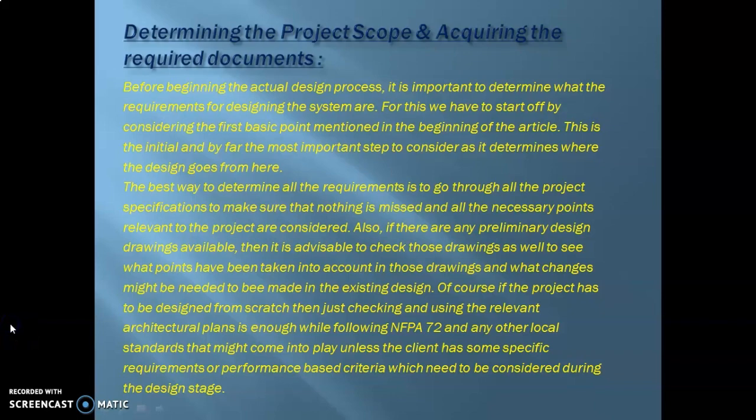Alright, so the first topic of discussion for this section is going to be determining the project scope and acquiring the required documents. Now, before beginning the actual design process for the fire alarm system, it is important to determine what the requirements for designing the system are. For this, we have to start off by considering the first basic point mentioned in the beginning of the article, that is determining the project scope and acquiring the required documents. This is the initial and by far the most important step to consider, as it determines where the design of the fire alarm system goes from here.